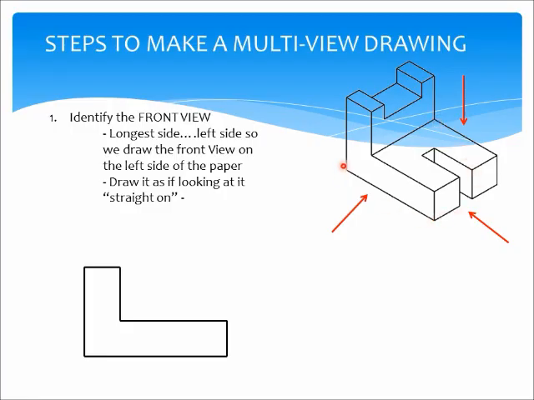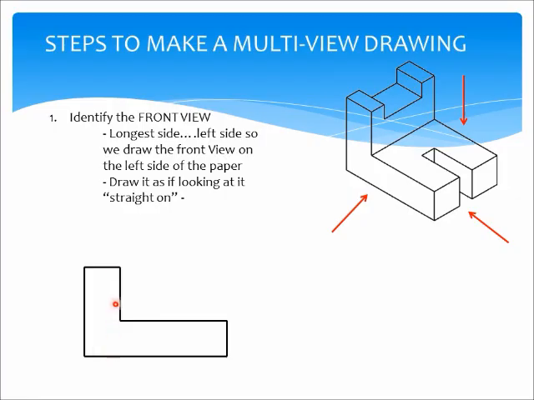So we decide here that this is the longest side, and we want to draw the front view on the side that it appears. So it's on the left side, so we're going to draw what we see on the left side of the paper. You'll notice that we draw what we see as if we were looking straight on to the part. This line here is slanted, but you'll notice here in our view it's straight. It's because we want to take this part and turn it and look at it directly from the front view. Therefore, the line along the bottom is going to be flat.